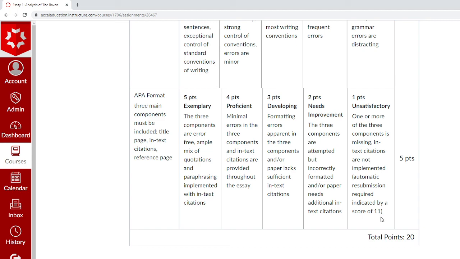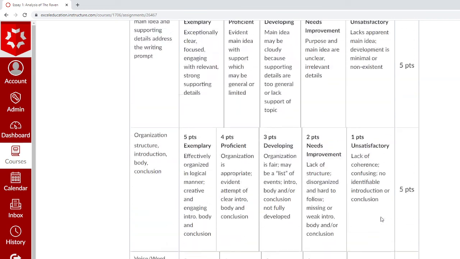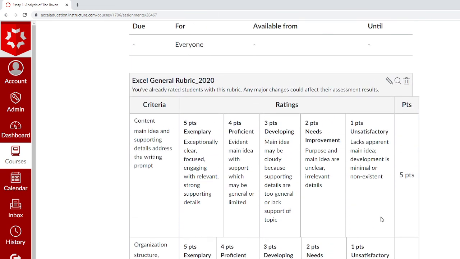We want you to be able to just constantly be improving your writing. So paying attention to the rubric is a great way to start.